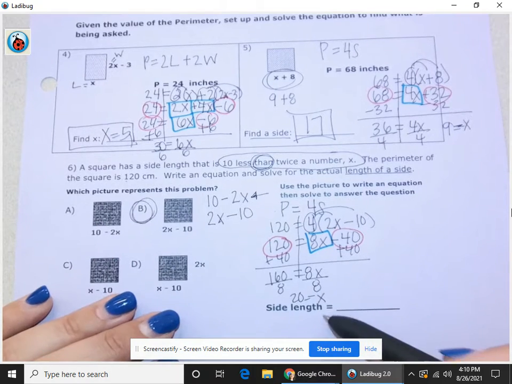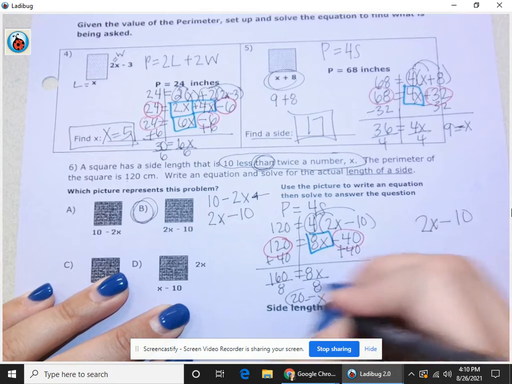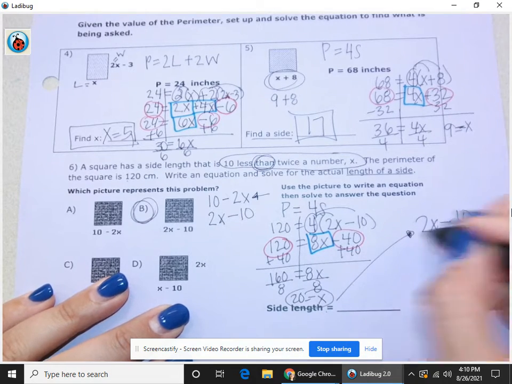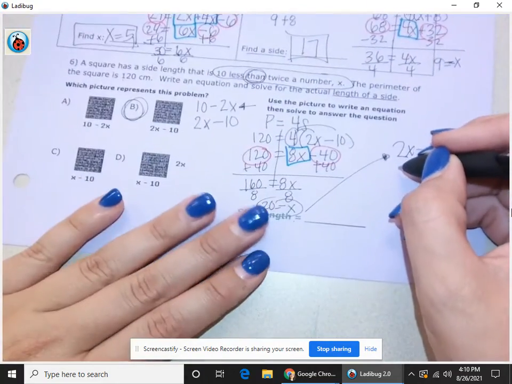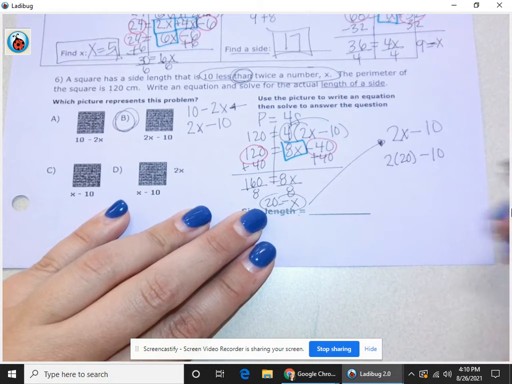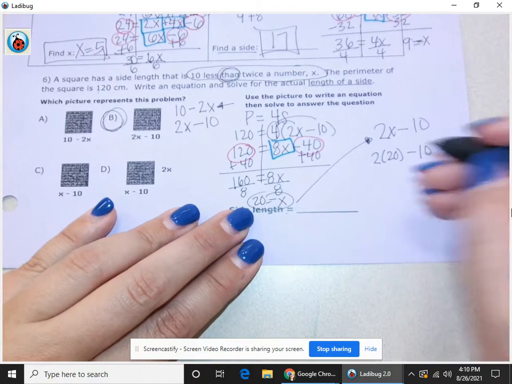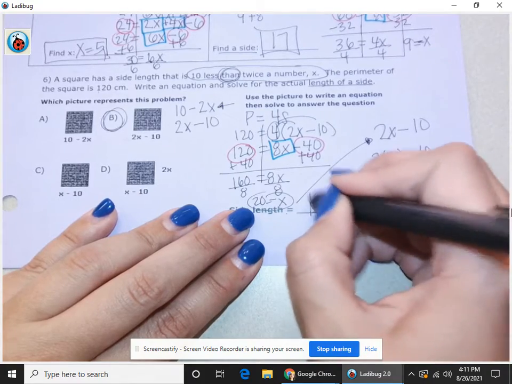But again, we're looking for the side length. My side is 2x minus 10. So I'm going to take this x, plug it in here, and I get 2 times 20 minus 10. So 2 times 20 is 40, minus 10 is 30. So my side length is 30.